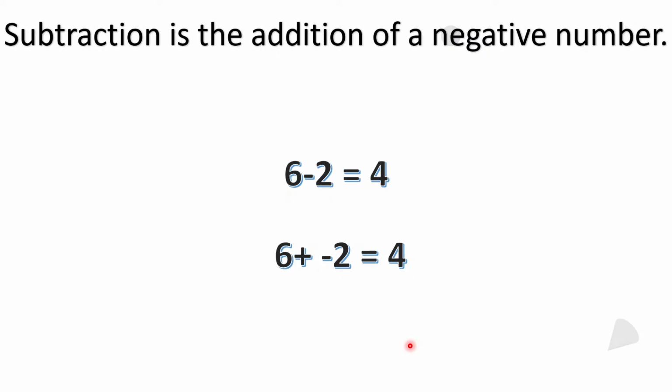Subtraction is the addition of a negative number. So as I said, addition and subtraction have equal precedence. 6 minus 2 is 4. 6 plus minus 2 is 4. 6 plus negative 2 is 4.